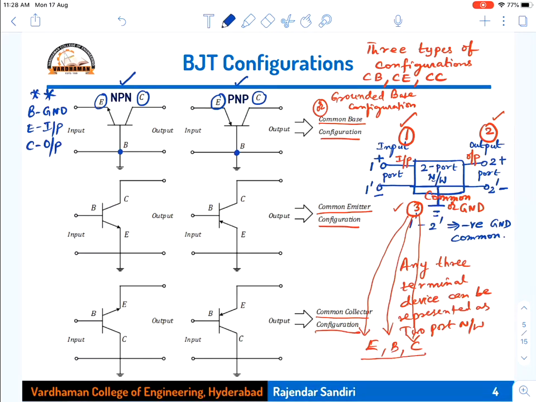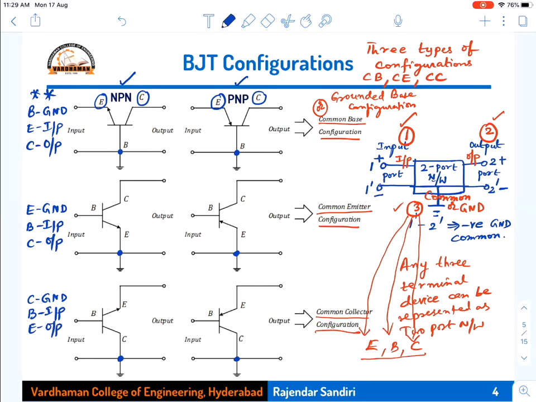Okay. Next, the second configuration, common emitter configuration. Common emitter configuration is also called grounded emitter configuration. Emitter is ground here. Base is input. Collector is output. Next, coming to the collector. Collector is ground in this case. Base is input. Emitter is output.